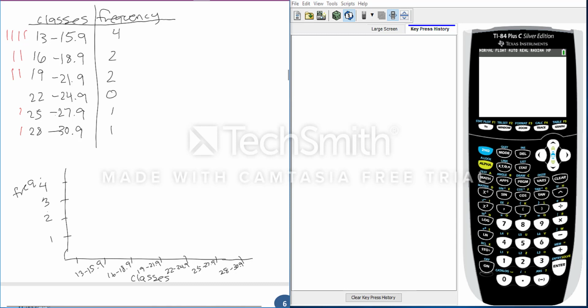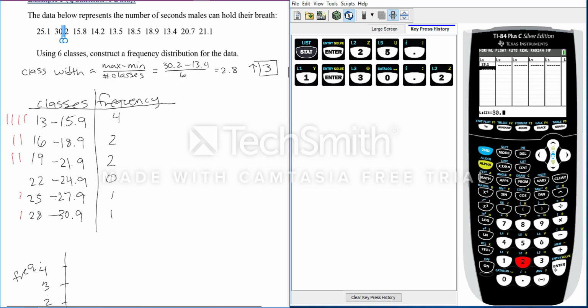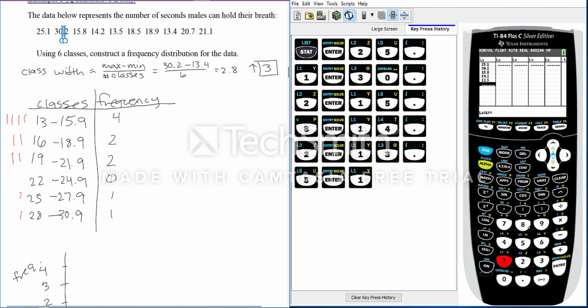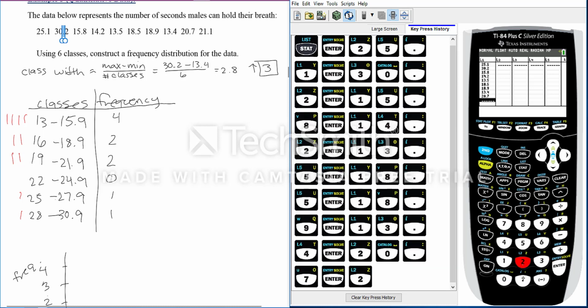Then if you wanted to do this on the graphing calculator, go to stat and go to enter on edit. Then under L1 we're going to type in the data. So we have 25.1, 30.2, 15.8, 14.2, 13.5, 18.5, 18.9, 13.4, 20.7, and 21.1.